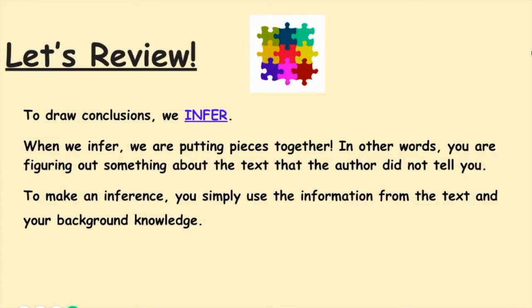Now let's review. We've been working on drawing conclusions, and when we draw conclusions, we infer. What that means is we are putting two and two together. We are putting the pieces of a story together. So you are figuring out something about the text that the author did not tell you. When you are making an inference, you simply use the information from the text and your background knowledge.